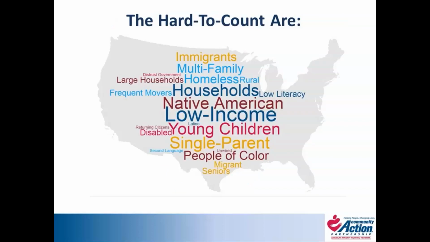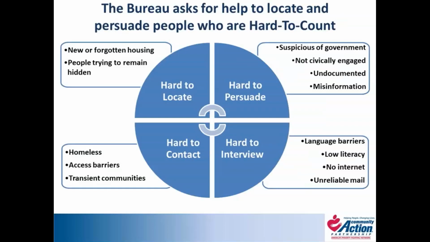All right, so the Census Bureau has hard to count areas. They've identified 17 different categories of people who are considered hard to count. Native Americans, low-income folks, people with young children themselves, single parents, people of color. You get the idea. This is a who's who of community action. This is why we are involved. These hard to count people can be hard to locate because they move around a lot. They can be hard to persuade to fill out the form because they don't understand the impact or they don't trust the government. They could have language barriers. They could be homeless. They could be all of the above or any combination thereof.